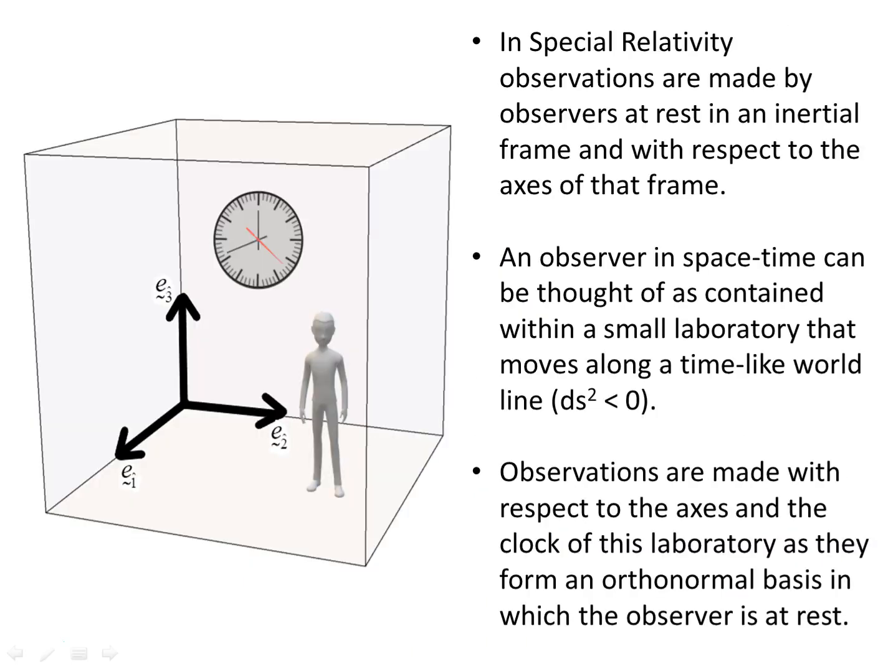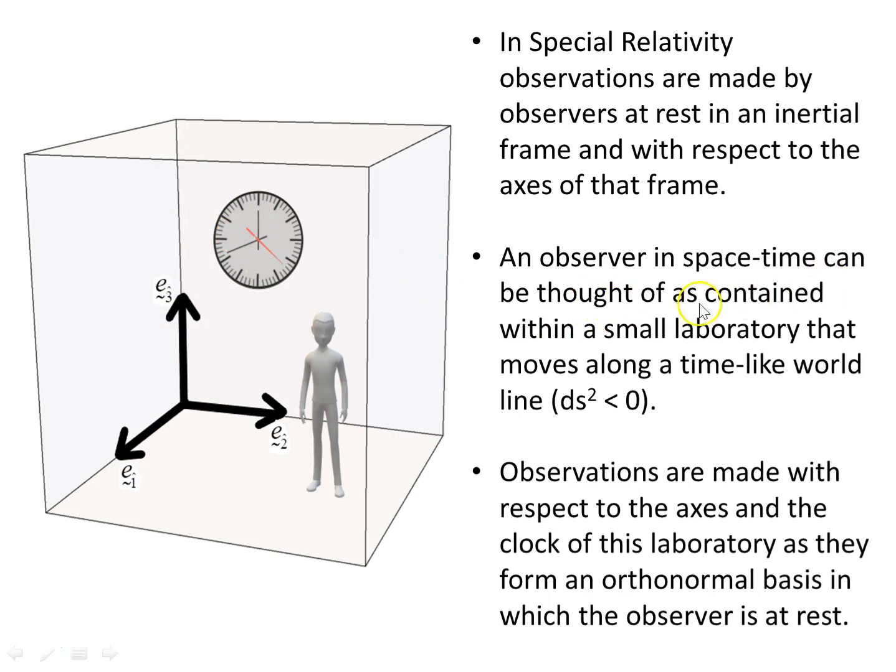Now, in special relativity, observations are made by observers at rest in an inertial frame and with respect to the axes of that frame. Just as in this diagram here, the axes are made with respect to the corners of the laboratory, where the walls join, and the clock.